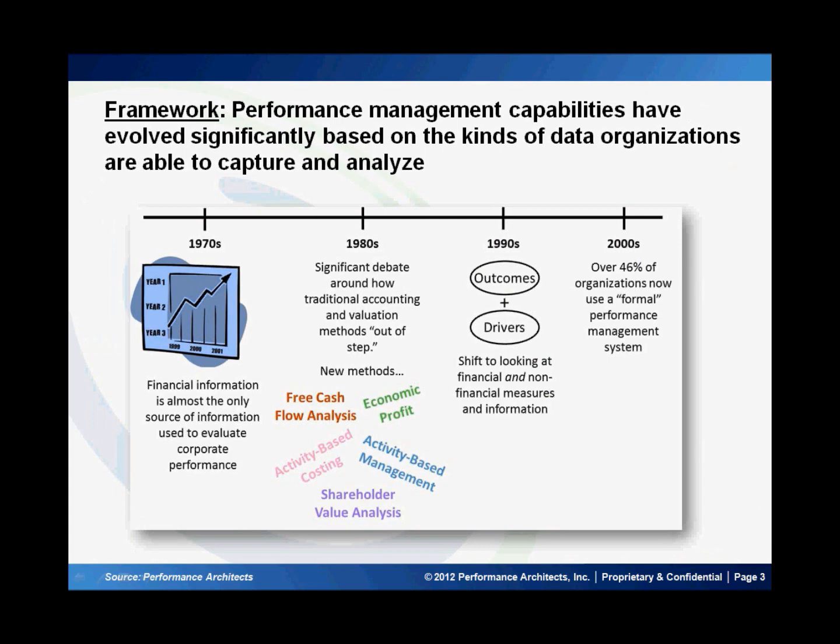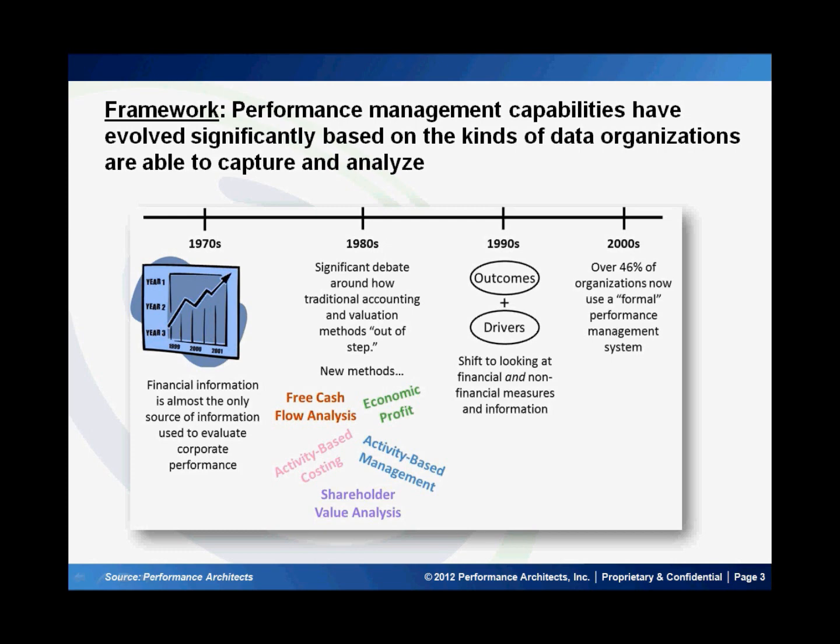Historically, organizations tracked corporate performance solely by measuring financial data, and this did provide one lens to look through. However, during the 1980s, there was significant debate over traditional accounting and valuation methodologies versus new methodologies like activity-based management or activity-based costing. This drove a new shift to evaluation based on both financial and non-financial information, taking a more holistic approach viewed through outcomes and their drivers. We will take a look at this idea of outcomes and drivers in just a moment.